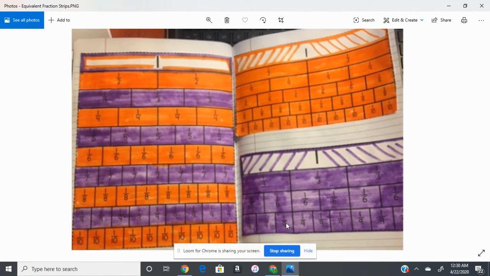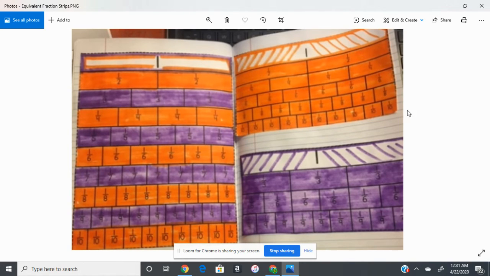And I think that's all you can compare those two on that one. And then at the top here, we have a whole, half. We can see that 2/4 is the same as a half. 3/6 is the same as a half. 4/8 is the same as a half. And 5/10 is the same as a half.